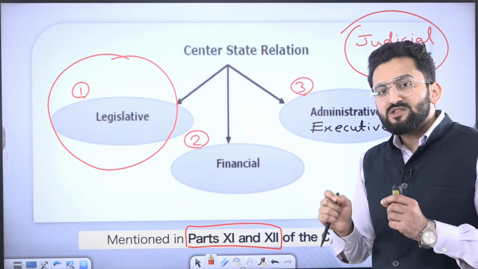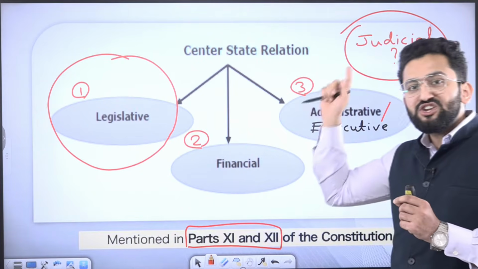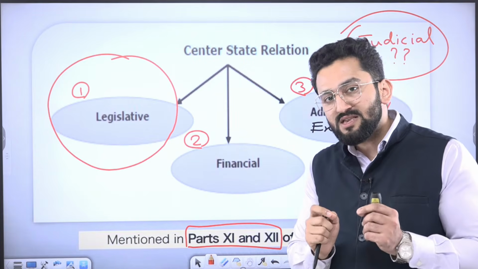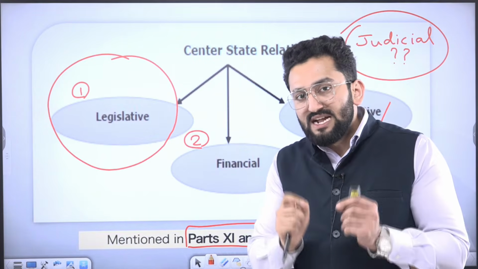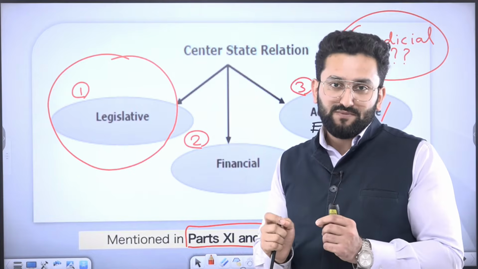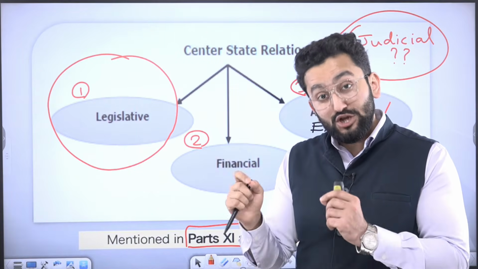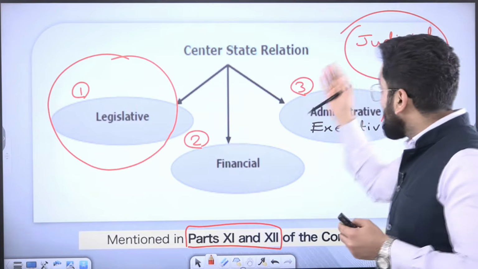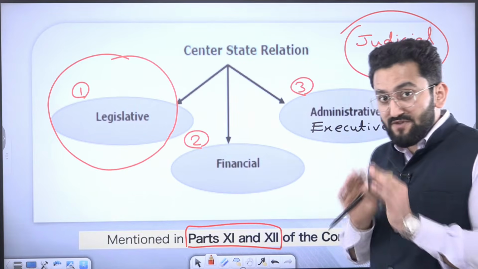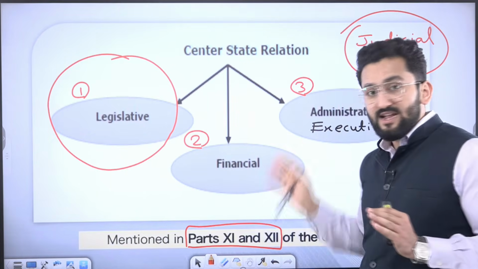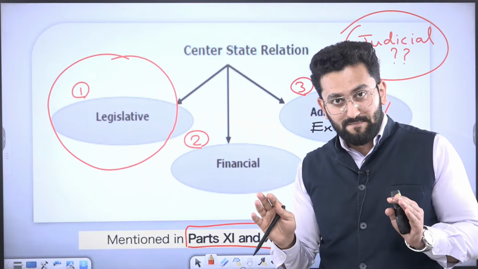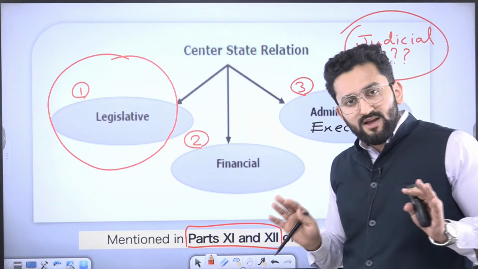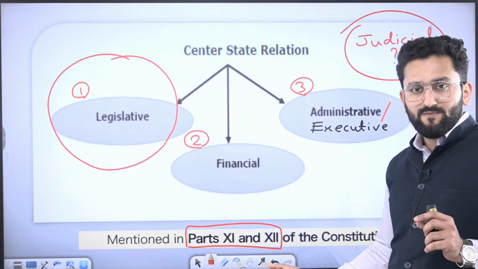In center-state relations, we don't talk about judicial or judiciary as a basis of division. The reason is, in India, we adopted an integrated model of judiciary. But in case of the US, they have division between federal government and state government on the basis of judicial as well. But we don't have that. We have only three areas of division of power. This division is clearly mentioned in our constitution in Part 11 and Part 12.